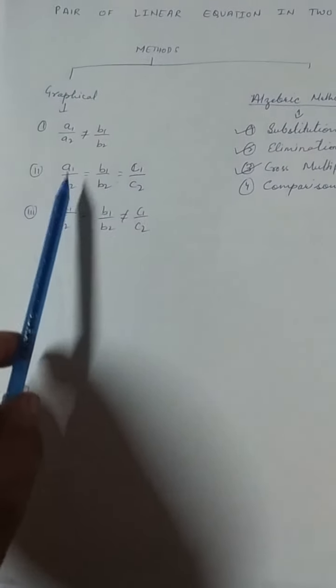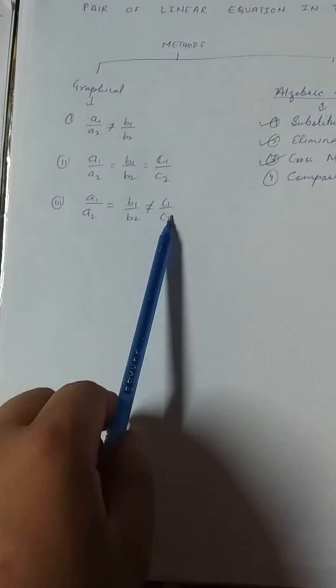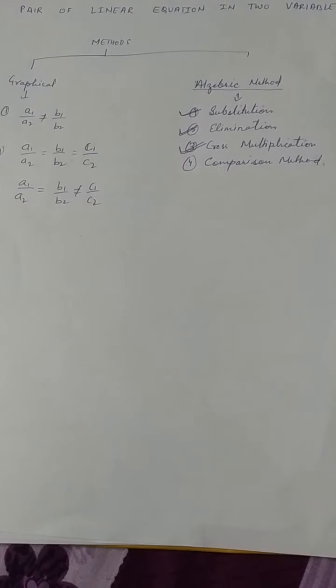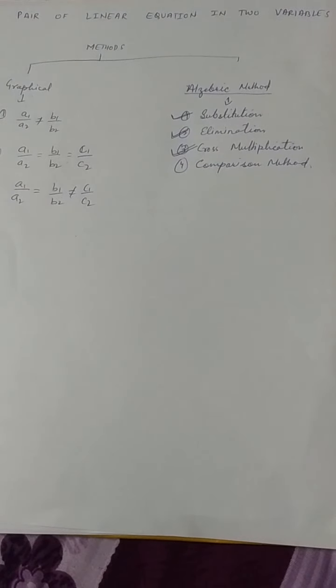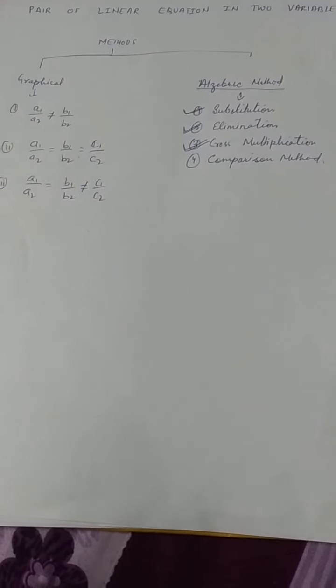Likewise, when a1 by a2 is equal to b1 by b2, then we add c1 by c2 and we check whether a1 by a2 and b1 by b2 is equal to c1 by c2 or not equal to c1 by c2. So today we talk about the algebraic method. In the algebraic method we talk about the substitution method, elimination method and cross multiplication method. Substitution means to replace. So let me give some examples of how to solve the equation in the substitution method.